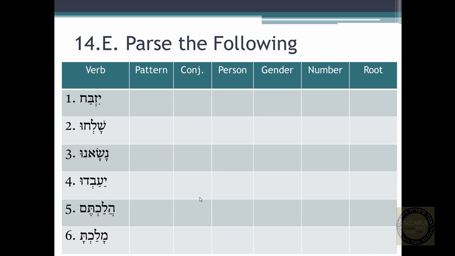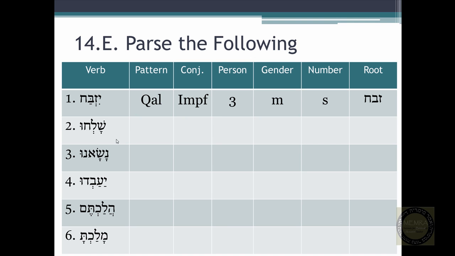14e. Again, we skipped a couple sections because, again, the answer key handles those. More parsing. Same procedure. We have yizbach. Does it have a prefix? Yes, yod, and no suffix. Qal imperfect third masculine singular. It's the most basic form of the imperfect.